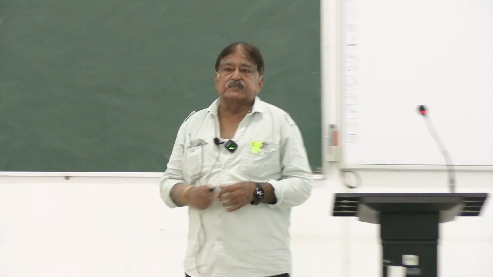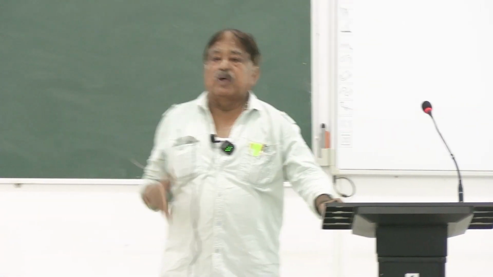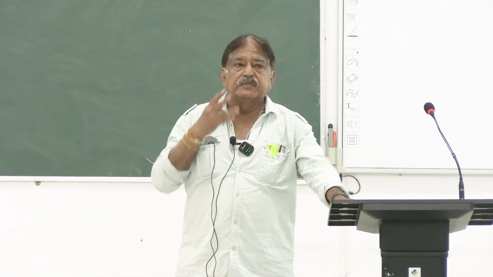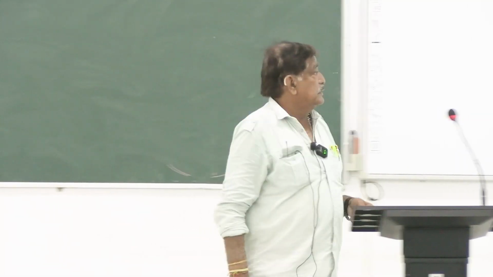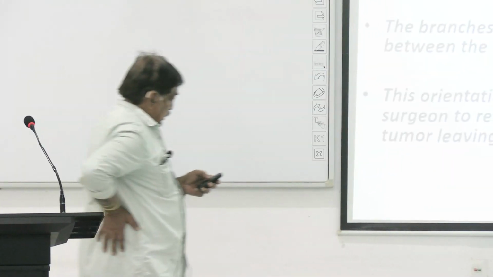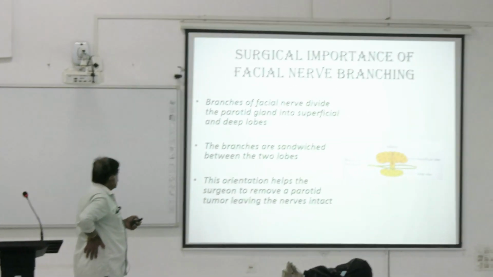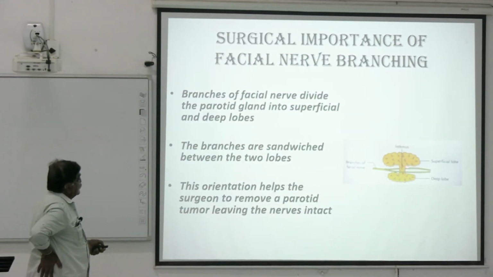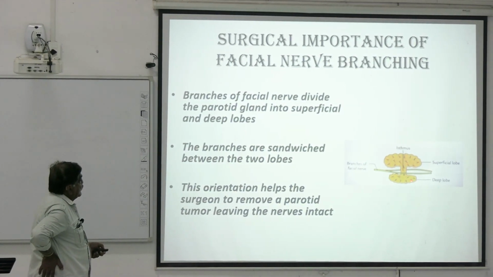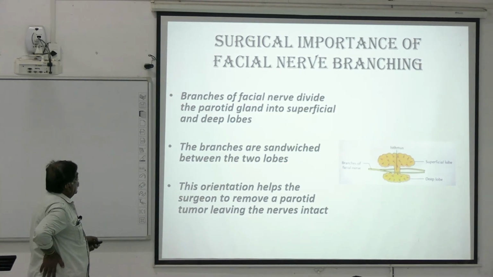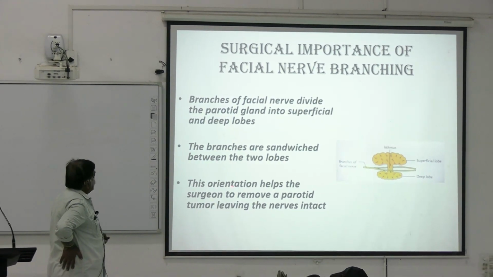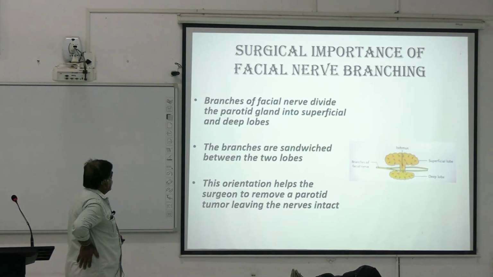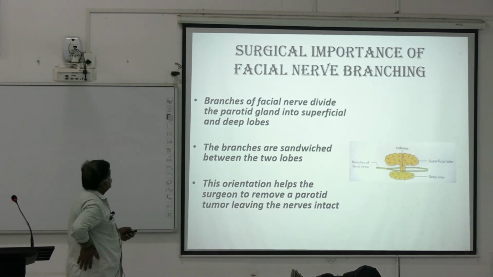Now, this is very important because if the nerve is cut, then there is facial palsy. Now, the branches, see, they are sandwiched here between the two lobes. This orientation helps the surgeon to remove a parotid tumor, leaving the nerves intact. Next.